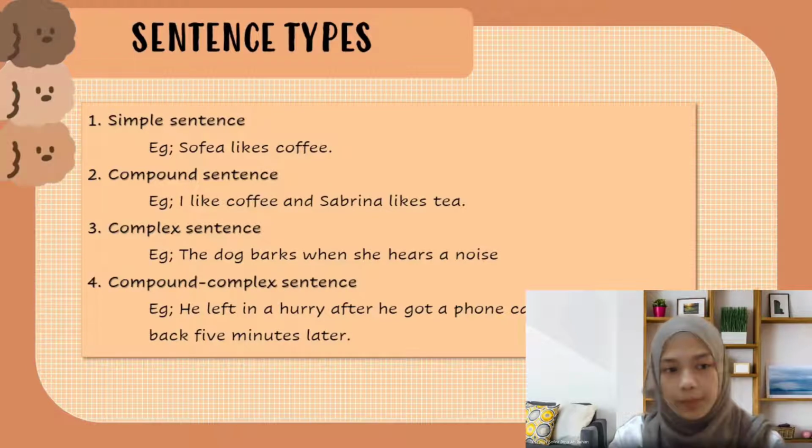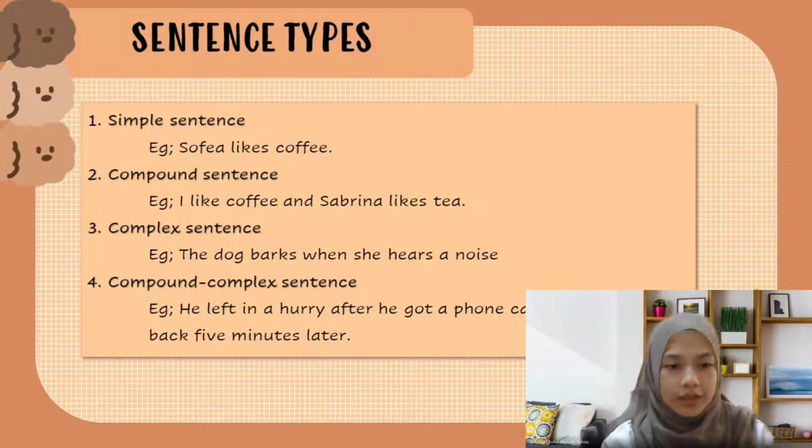Second one, compound sentence. Compound sentence consists two or more independent clauses joined by a conjunction or semicolon. Each of these clauses could form a sentence alone. For example, I like coffee and Sabrina likes tea.